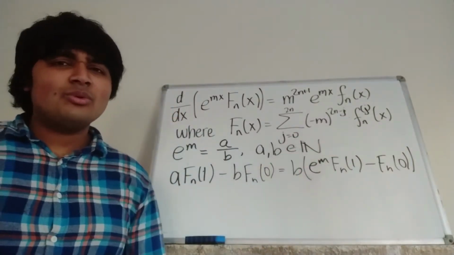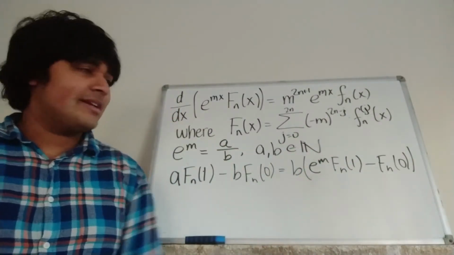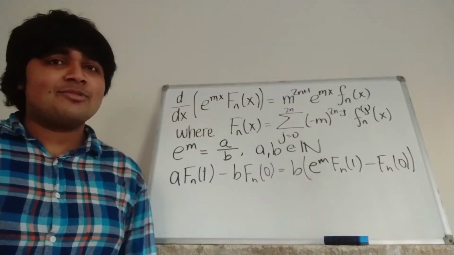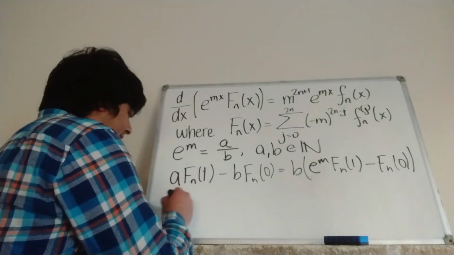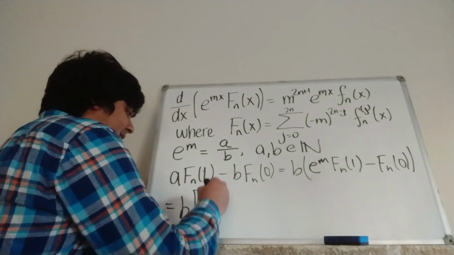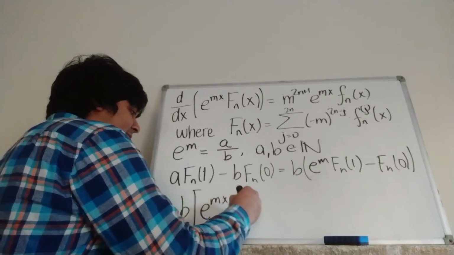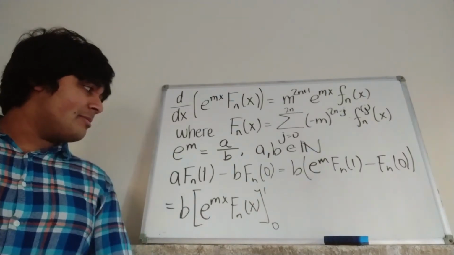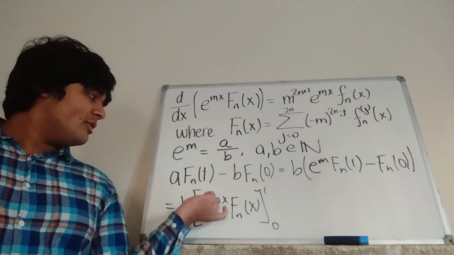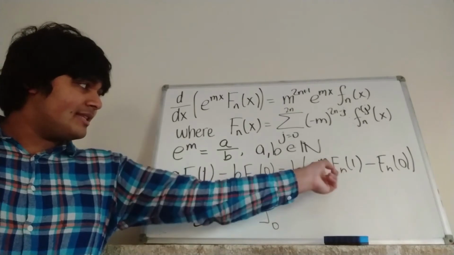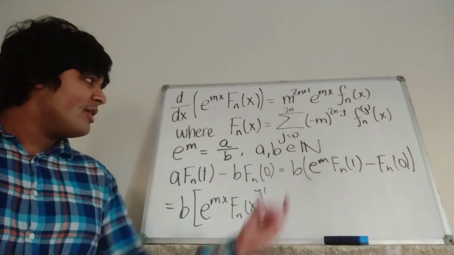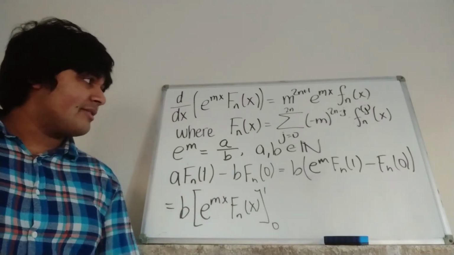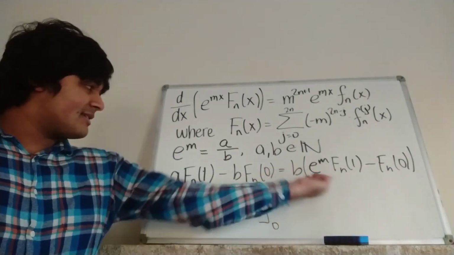And hopefully this is sort of looking like when you're trying to integrate something, how you work it out. You get its antiderivative, then plug in the top limit, and then subtract the lower limit. So this is precisely b times e to the mx times Fn of x between 0 and 1. Because obviously when we plug in x equals 1, we get e to the m times Fn of 1, this first term here. And when we plug in x equals 0, we get e to the m times 0, which of course is just e to the 0, which is 1, times Fn of 0, which is that term there. Okay, so this guy equals this guy.